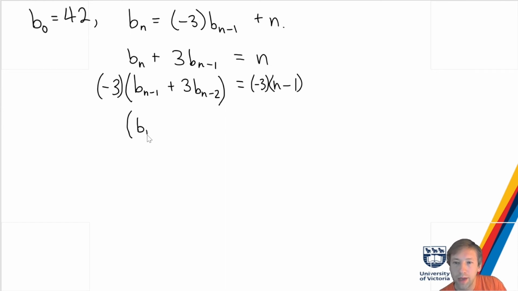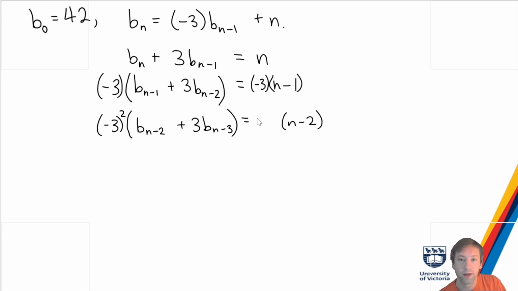So bn minus 2 plus 3 bn minus 3, and on the other side I have n minus 2. And here it's a good idea to multiply by negative 3 squared. So essentially the number that ends up here is just going to be whatever was here to the appropriate power.